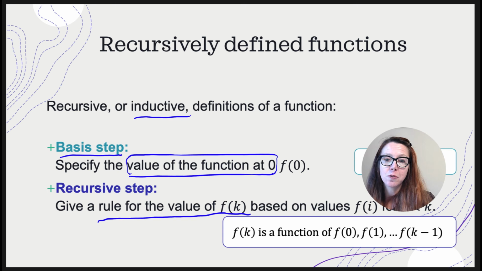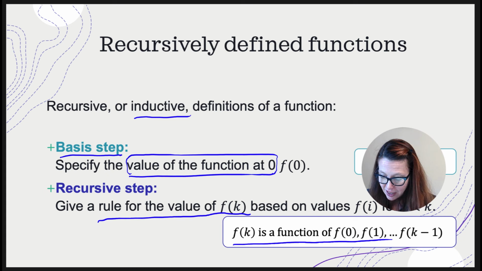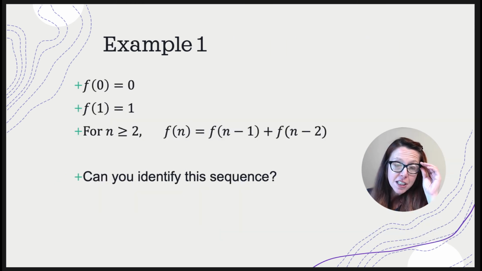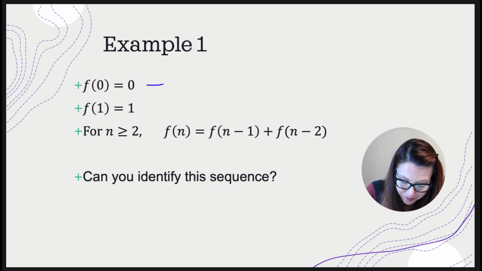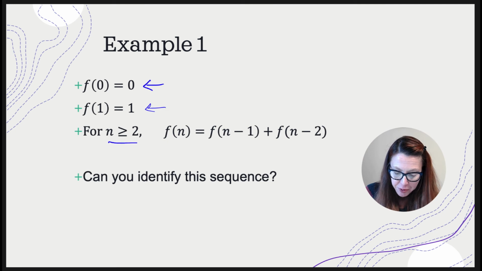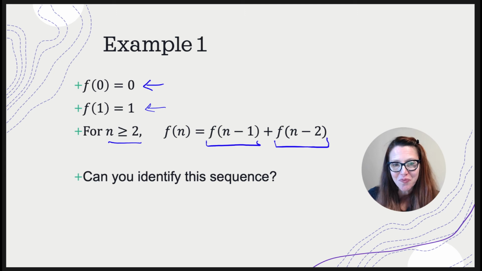So when I give a value for f of 1, it's going to be based on f of 0. So f of k is a function based on f of 0 through f of k minus 1. And it can look like many different things. So here are a few examples. The first example is one that you might recognize in a moment. F of 0 is set to 0, and f of 1 is set to 1. And for n greater than or equal to 2, f of n is defined by the values just before it. So it's the sum of f of n minus 1 and f of n minus 2.